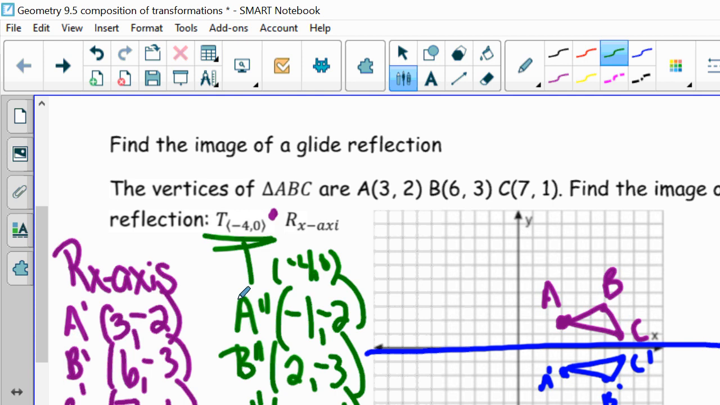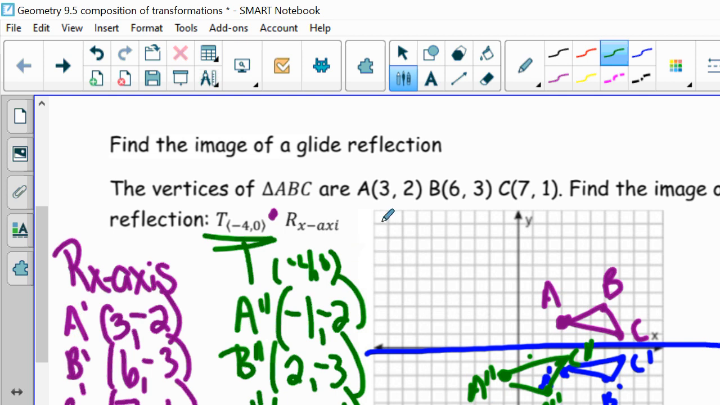Or again, I could take each of these points and just move left 4, right? So 1, 2, 3, 4. There's A double prime. If I'm here, 1, 2, 3, 4, so 2, -3 puts me here, B double prime. And then 3, -1 puts me at C double prime. So there is my triangle after I've translated it. And remember, a translation has the exact same orientation. It's just moving left or right or up or down.